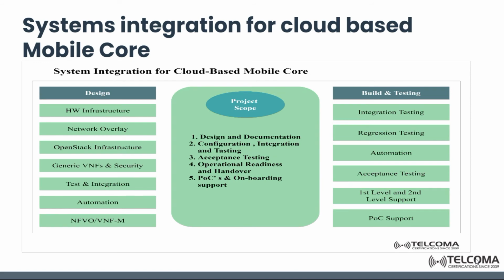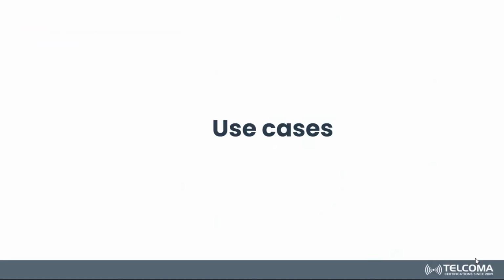If we talk about system integration for the cloud based mobile core, we have design, project scope, and build and testing. Under the design, we have hardware infrastructure, overlay, OpenStack infrastructure, generic virtual network functions and security. There is test and integration, automation is also there, and NFVO or VNFM. Under the project scope, we have design and documentation, configuration, integration and testing, acceptance testing, operational readiness and handover, POCs and onboarding support. For build and testing, we have integration testing, regression testing, automation, acceptance testing, first level and second level support and POC support.